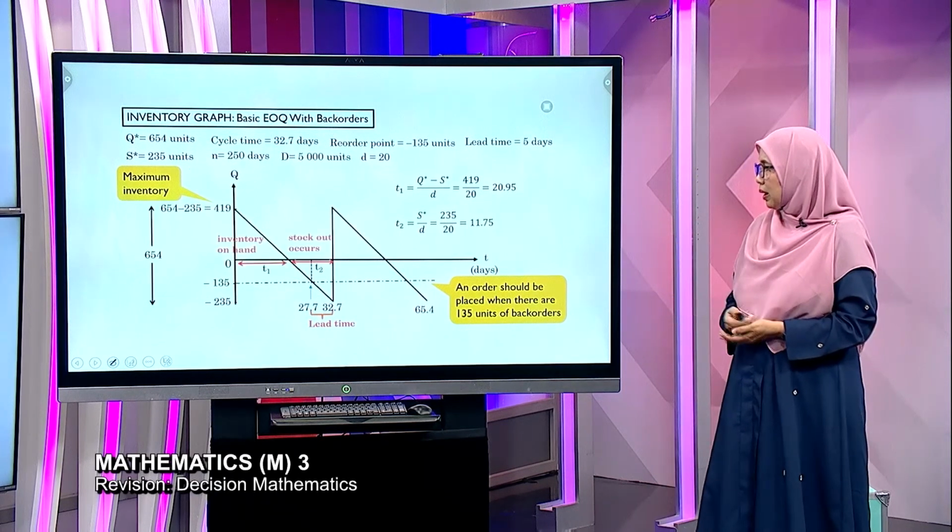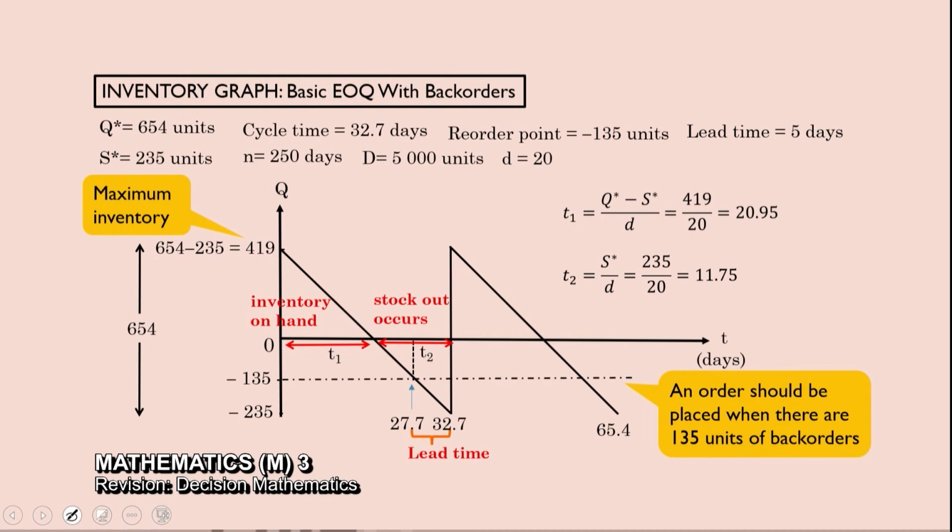T1 means the inventory on hand, the duration of time, the inventory yang kita ada, and T2 means the stock out occurs. Maksudnya masa tu kita punya quantity stock out shortages occurs. So make sure you understand the formula, remember the formula and know how to sketch the graph of the inventories.